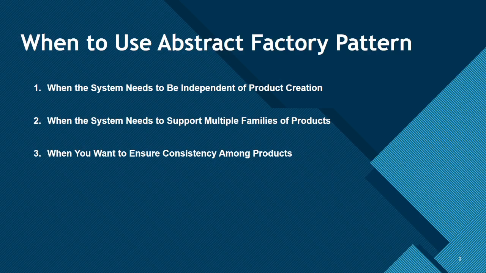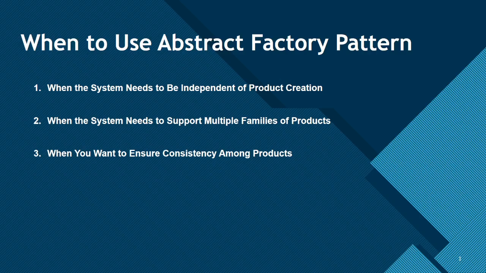Secondly, when the system needs to support multiple families of products, like when the system needs to have related products that are used together. So for example, in a game development scenario, we might have seen different types of environment like futuristic environment or medieval environment with corresponding objects, like for example buildings and different vehicles. By using this abstract factory pattern, we can create abstract factory for each environment separately and implement concrete factories of each specific type.